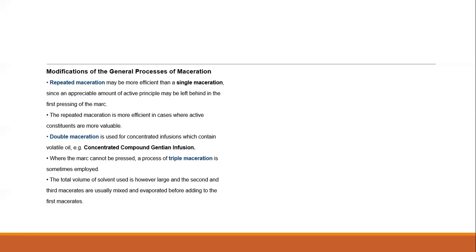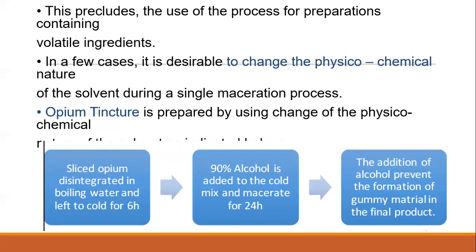Double maceration is used for concentrated infusions which contain volatile oil. Example, concentrated compound gentian infusion, where the mark cannot be processed. A process of triple maceration is sometimes employed. The total volume of solvent used is, however, large, and second and third macerations are usually mixed and evaporated before adding to the first macerates, because usually the first one has more active constituents in it. This procedure is used for preparations containing volatile ingredients.